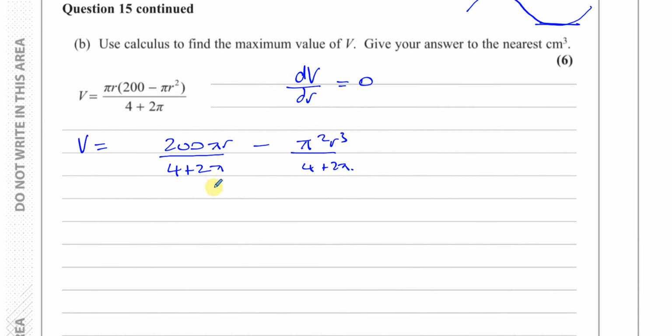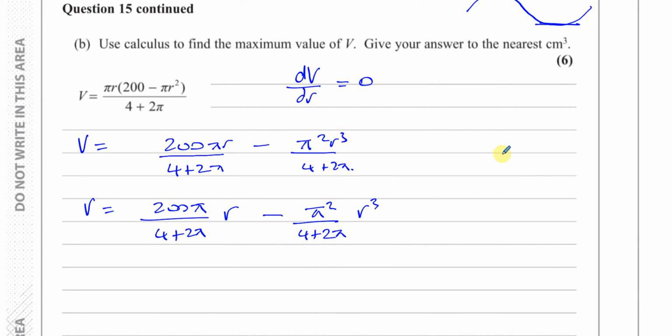Now, what I'm going to do is think about this. Here you have basically 200 pi over 4 plus 2 pi. This is actually just a number. Pi is a constant. It's not a variable. So you can write this as this constant times r. It's just like a number times r, minus, and pi squared over 4 plus 2 pi is also a constant. It's just a number. So it's this times r cubed. This is the variable, this is the constant.